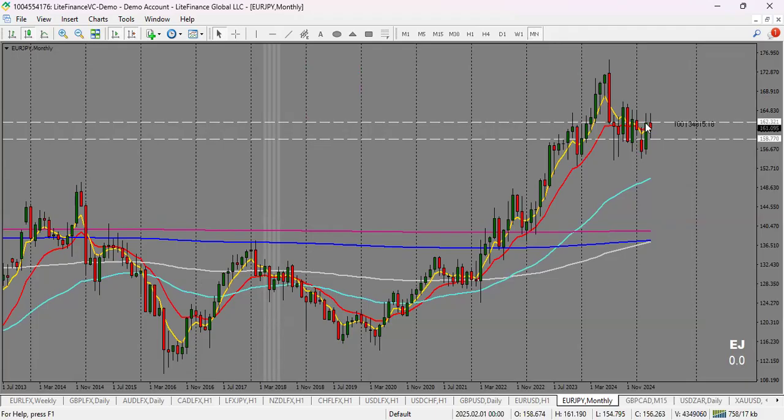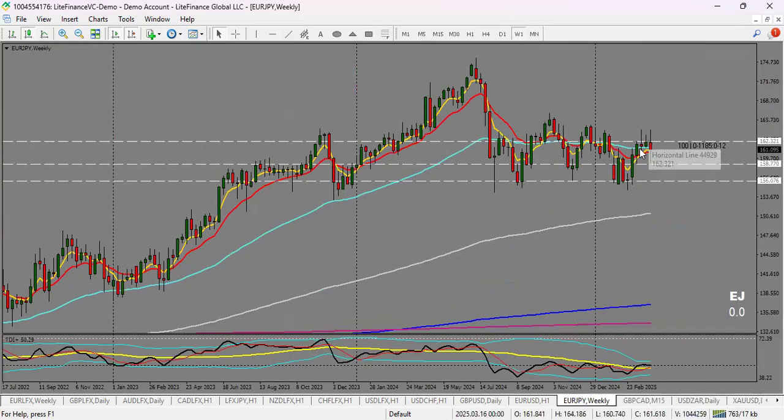Okay, so this is how the monthly is. This is an area of support that was formed and the market structure became bullish. We're still on a bullish market structure. So last week's candle does not imply that the market will fall, but simply a retracement, and then we should continue going up.